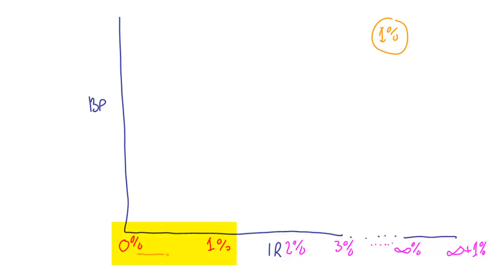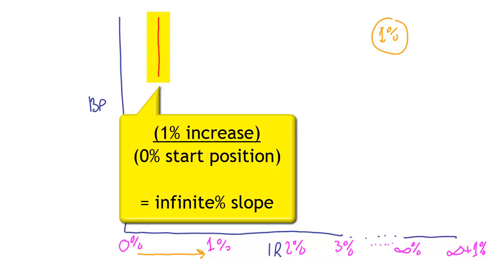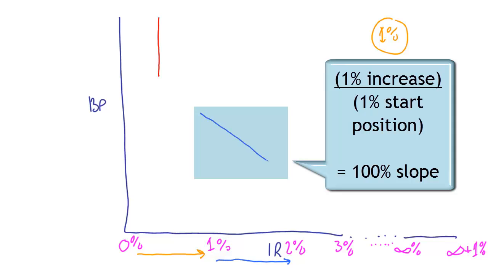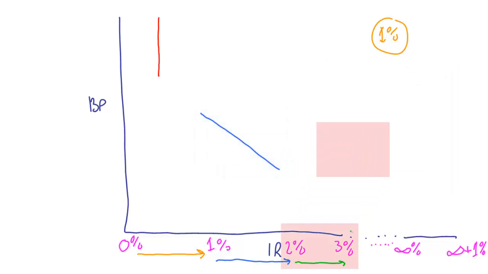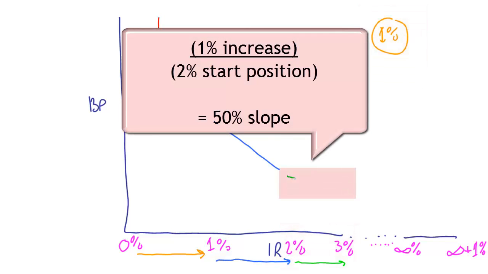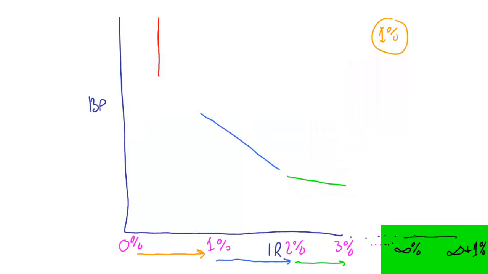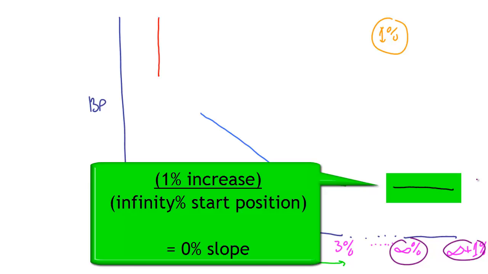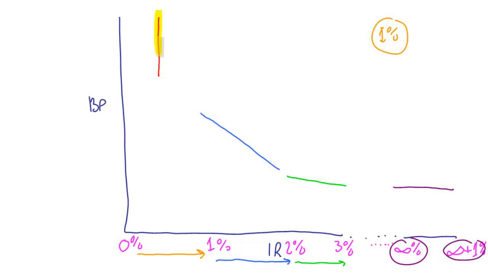When we go from 0 to 1% with a 1% increase of interest rates, that's an infinite slope. When we go from 1% to 2%, that's a 100% increase, so I'll draw a 100% slope. Imagine Bradley Wiggins or Chris Froome going up a hill like that in the Pyrenees. When we go from 2% to 3%, that's a 50% slope. And finally, when we go from infinity to infinity plus 1%, that's a 0% slope, because infinity plus 1 is infinity. If you put those four slopes together and everything intervening between them, we get the convexity curve.